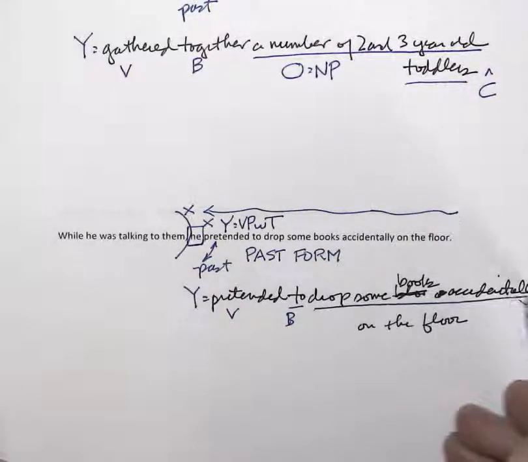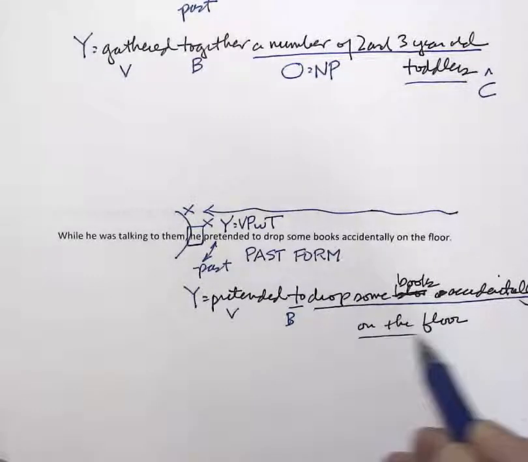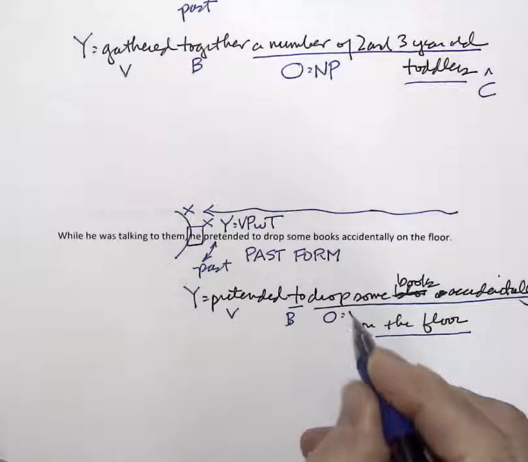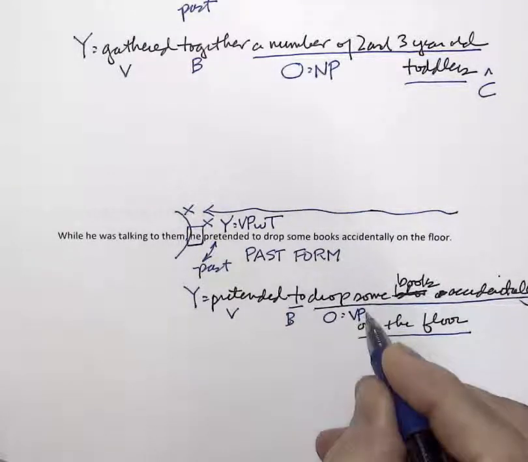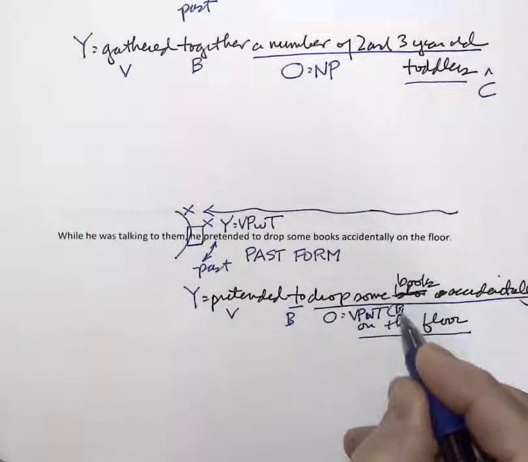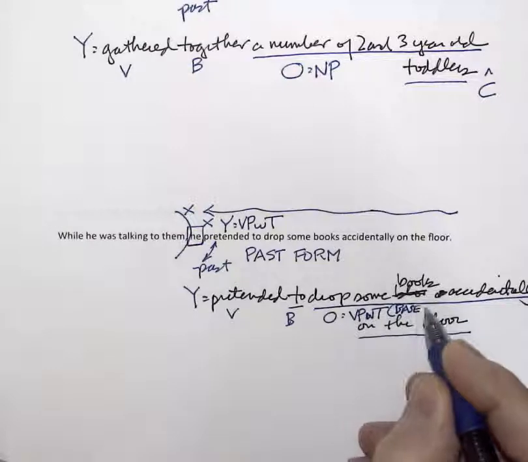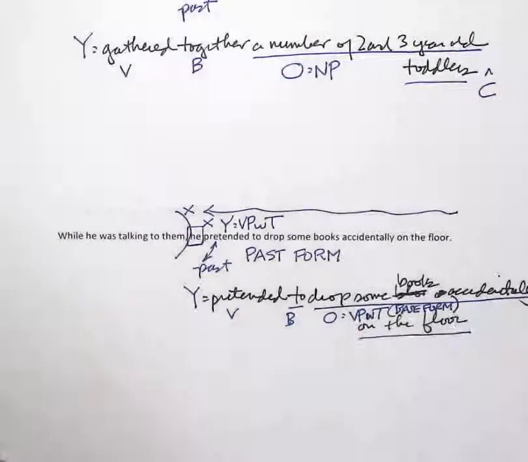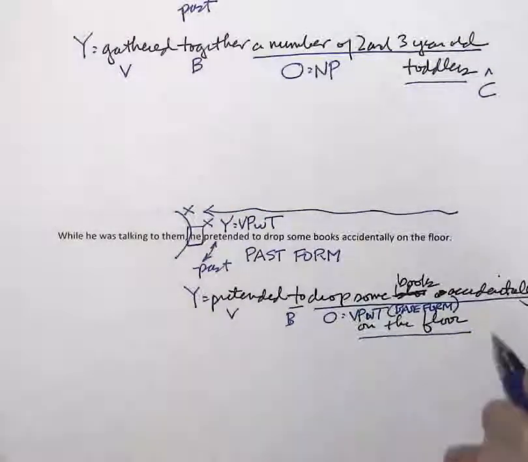books accidentally on the floor is the object, and it's a verb phrase with no time. It's the base form. It's an example of that in to infinitive. Okay, and the complement place is empty.